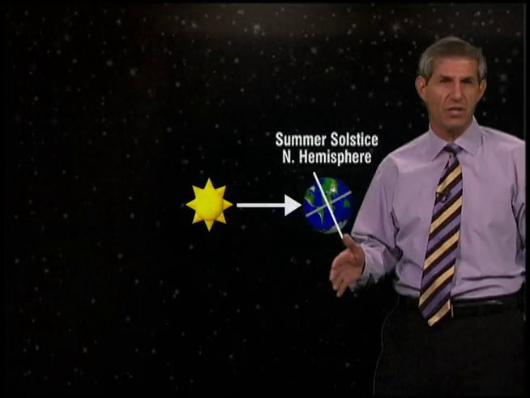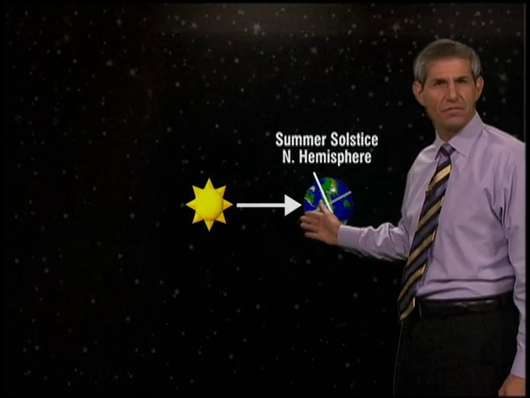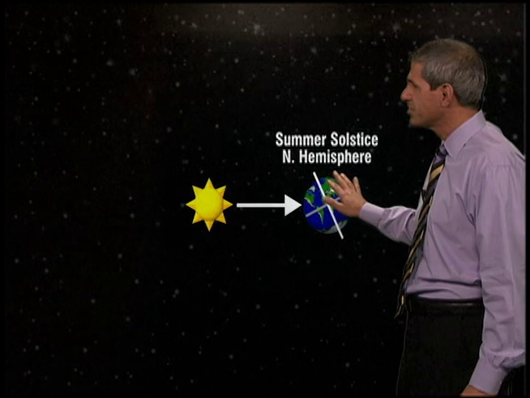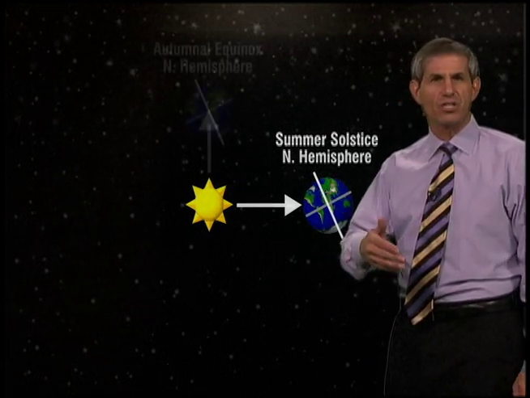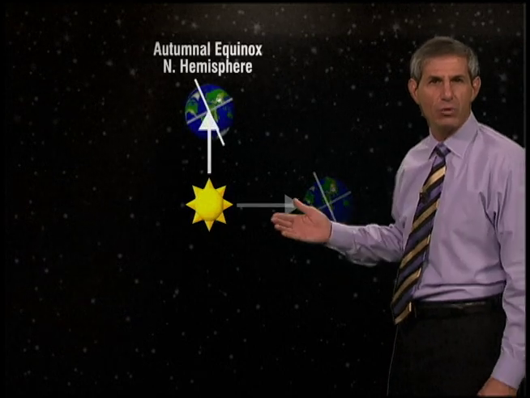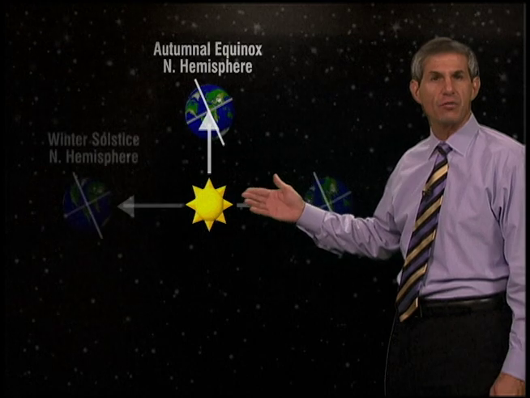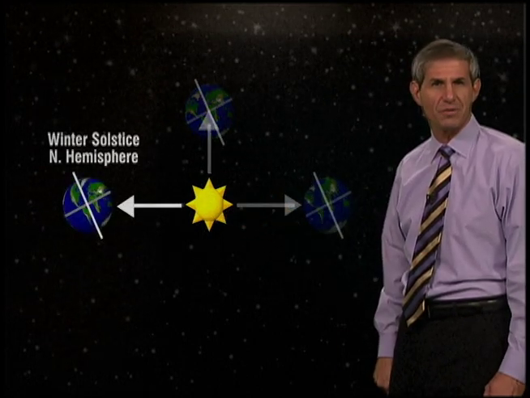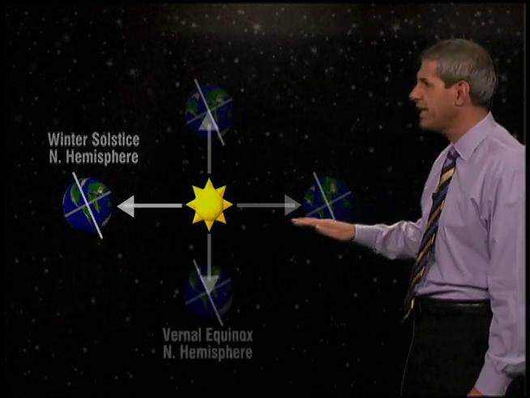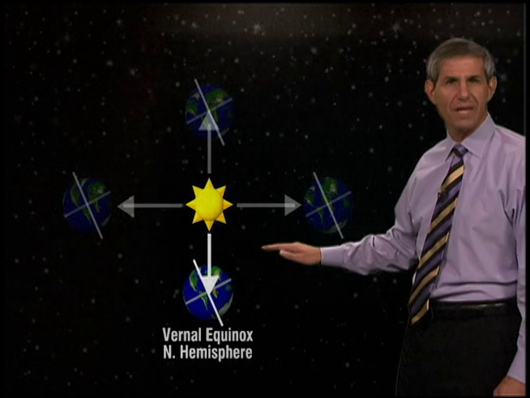Now, the four astronomical seasons are linked to specific positions of the Earth in its orbit around the Sun. When the Sun's overhead at the Tropic of Cancer, that's the first day of summer in the Northern Hemisphere, the summer solstice, usually June 21st. 3 months later, the Sun is overhead at the equator. It's our autumnal equinox, around September 23rd. A quarter of a year later, the Sun is overhead at the Tropic of Capricorn, our winter solstice, about December 21st. And 3 months later, the Sun's overhead at the equator once again, our vernal equinox, usually March 20th.